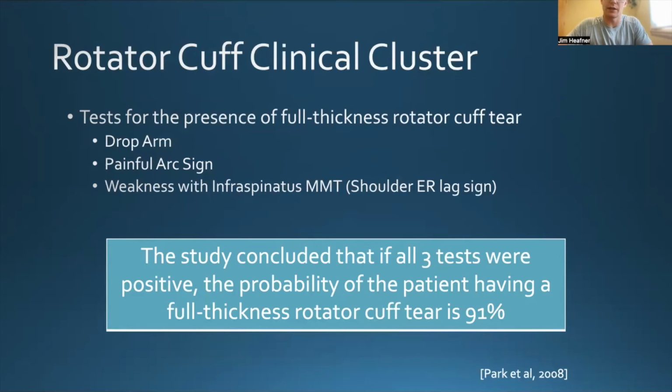Now, what's tricky is if all three of these are positive, I think it's kind of obvious they have a rotator cuff tear, because if they have an inability to hold a muscle position, like if you can't hold your arm in one position, or if you're doing a drop arm sign and there's significant compensation, those are obvious things that something's going on. So it's almost not surprising that the diagnostic criteria is much better on these three tests.